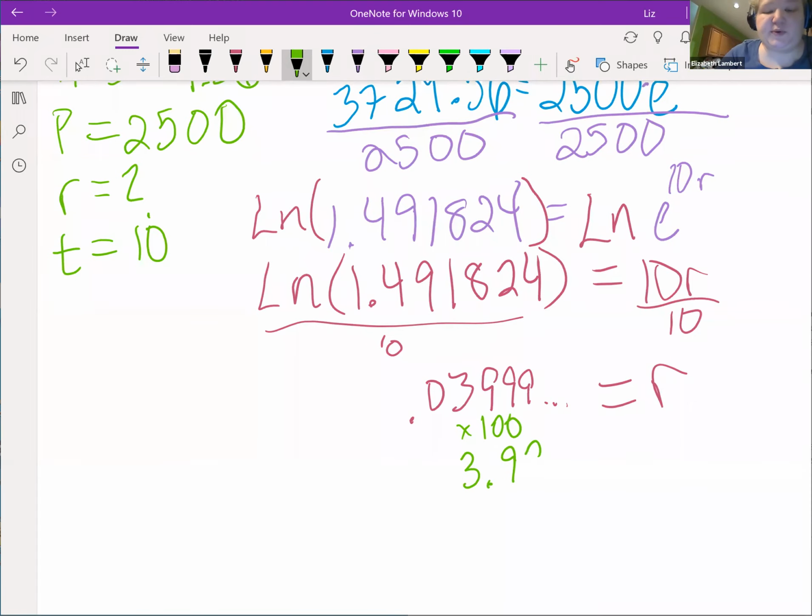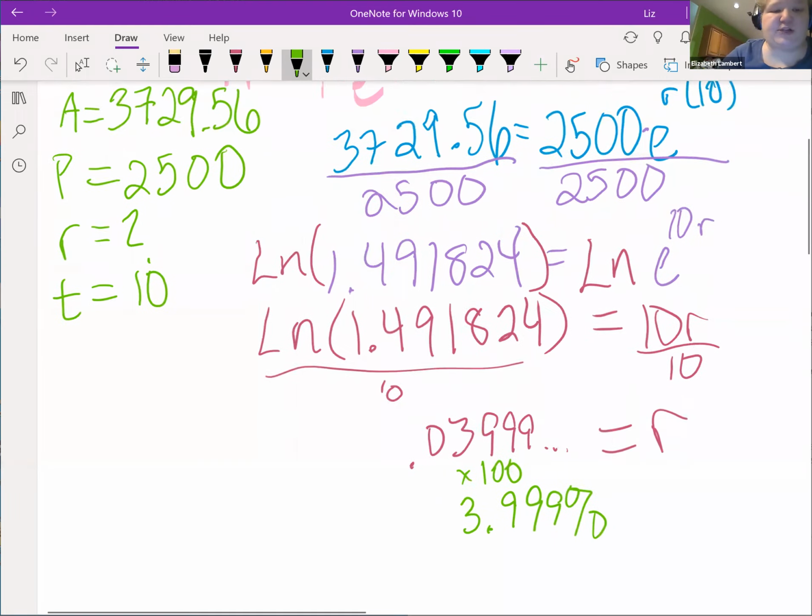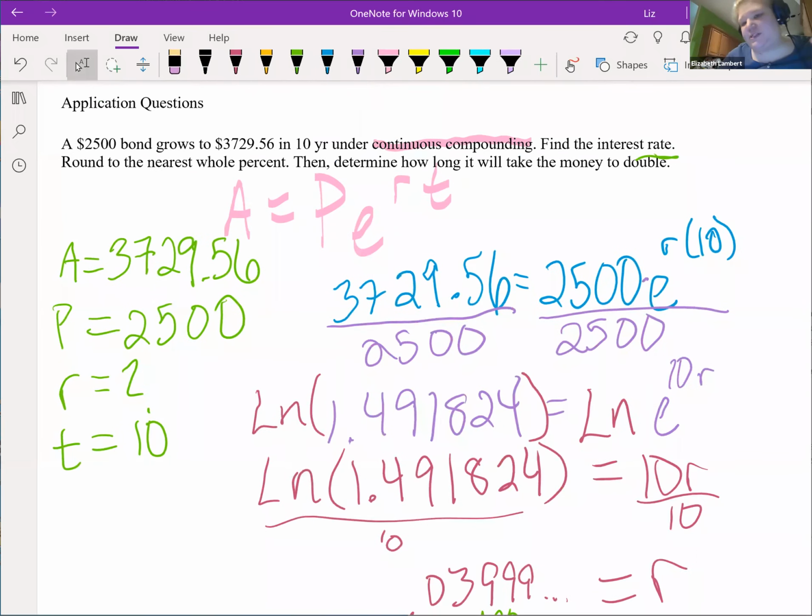This is going to give us 3.99999 blah, blah, blah percent. But it said in the directions, round to the nearest whole percent. Now it's important to go looking for this because what they want us to round it to is going to determine the answer to the second part.